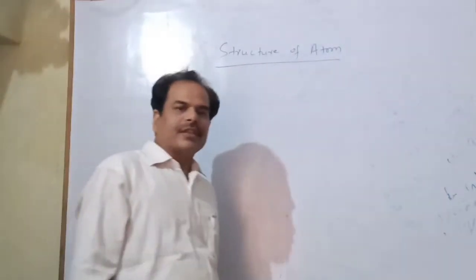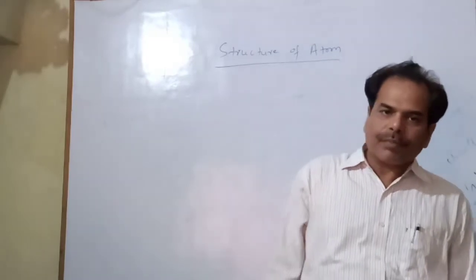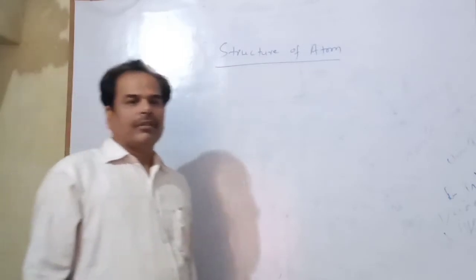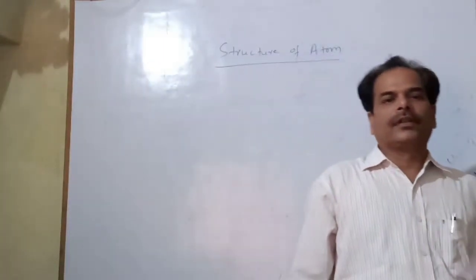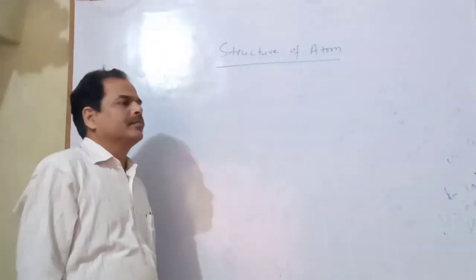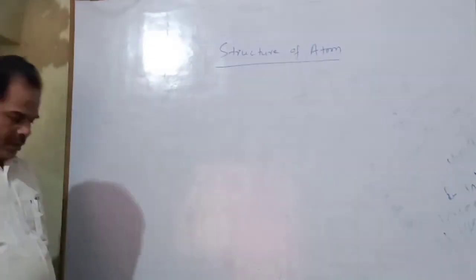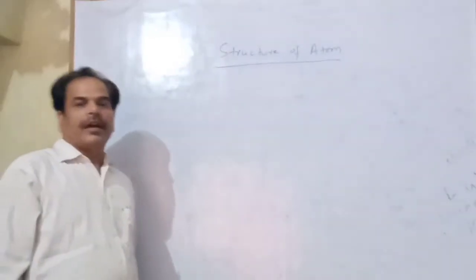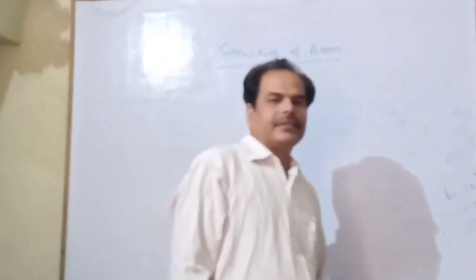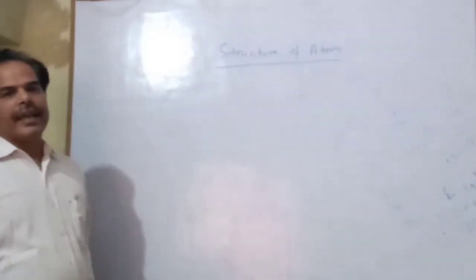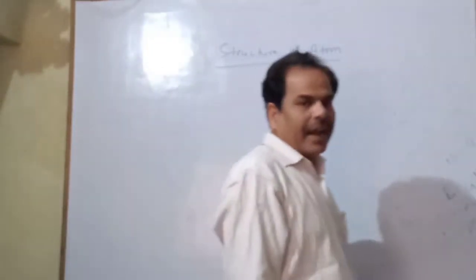Out of these subatomic particles, electrons, protons and neutrons are called fundamental subatomic particles of the atom. J.J. Thomson and Rutherford laid the foundation about the structure of the atom.